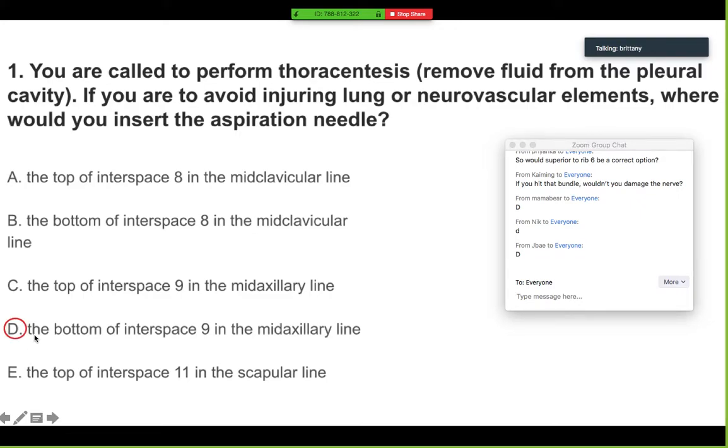Right. So D, the bottom of interspace 9 in the mid-axillary line. So is that making sense? So if you want to remove fluid, you're trying to avoid the neurovascular bundle. So you want to stay away from it. If you're trying to anesthetize that nerve, hitting it was probably the wrong word, sorry. You want to get as close to it as possible. That way the anesthetic is reaching the nerve.